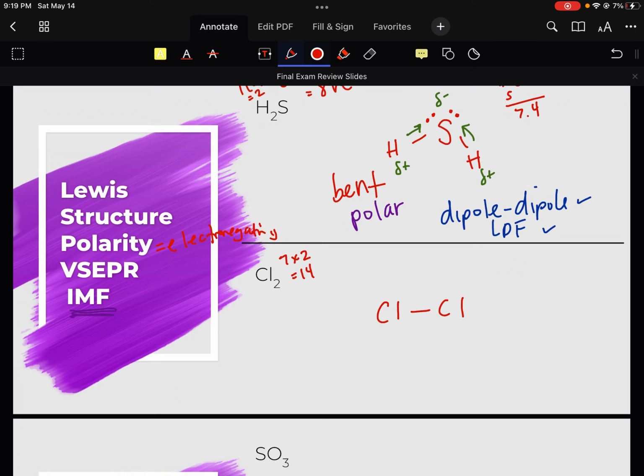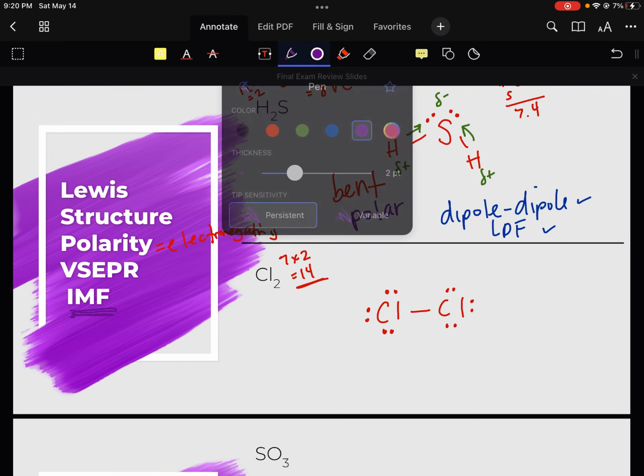I know I have 2 right now in the line, so I only need 12 more. So 1, 2, 3, 4, 5, 6, 7, 8, 9, 10, 11, 12. So that's perfect. Everybody has their 8. So now I'm done drawing, because remember, you can only have this many electrons. Some will be in a line, and then everybody wants 8 around them.